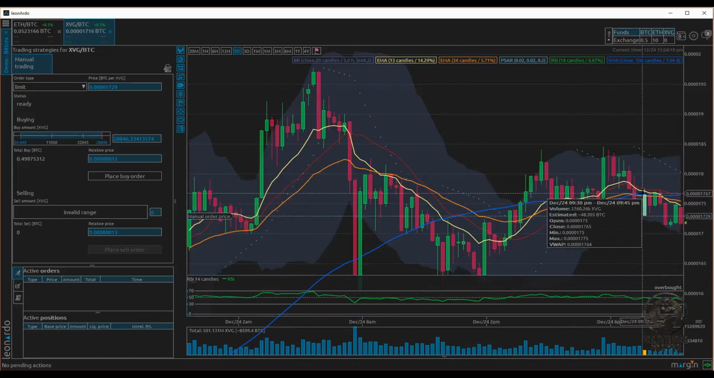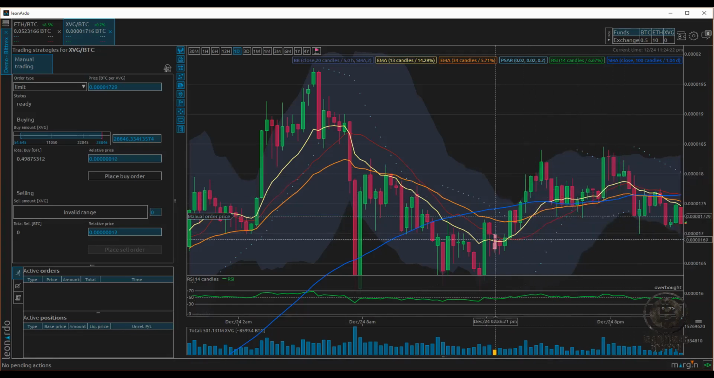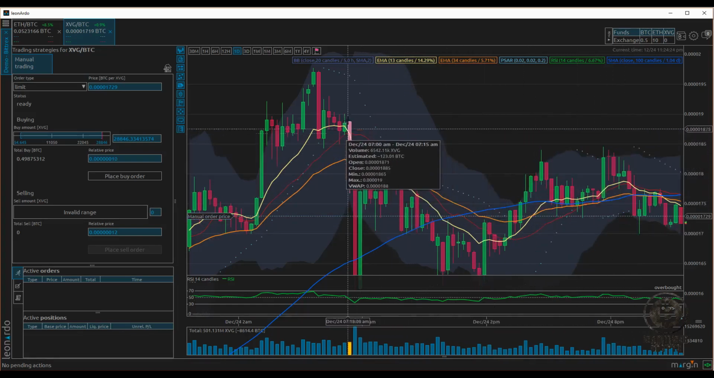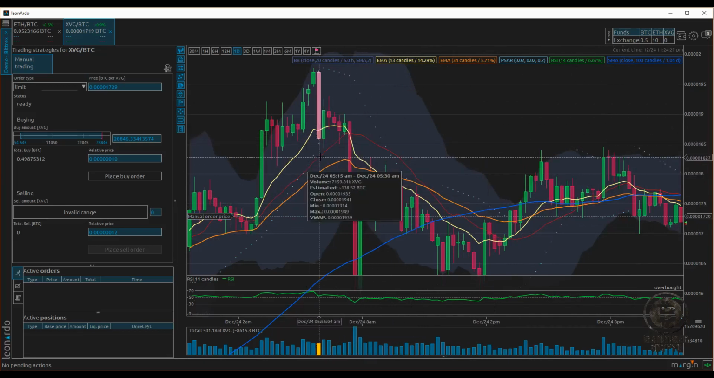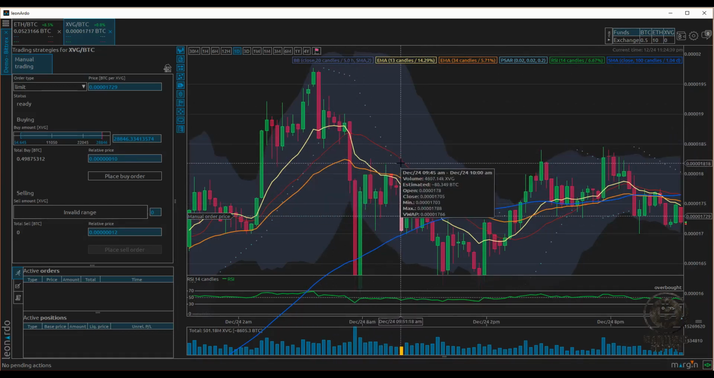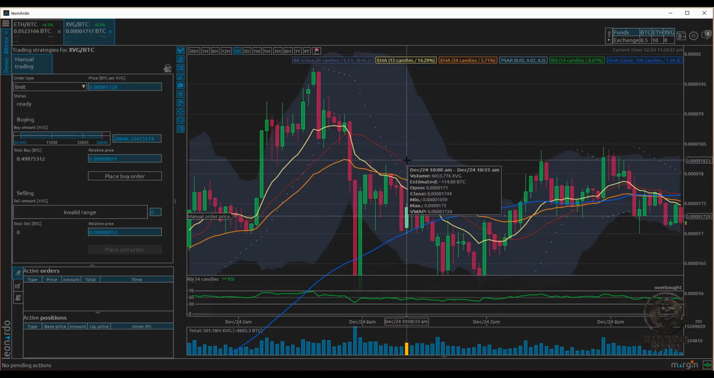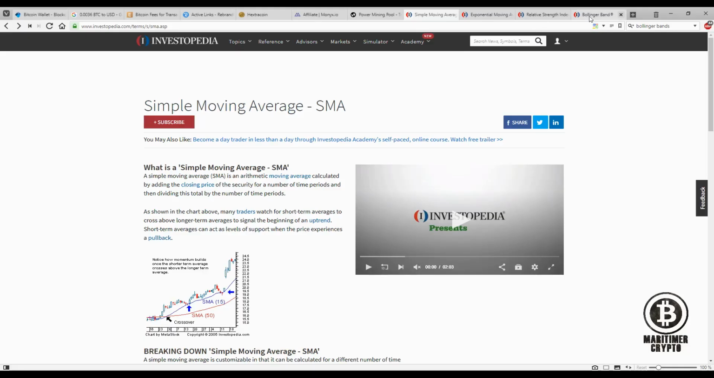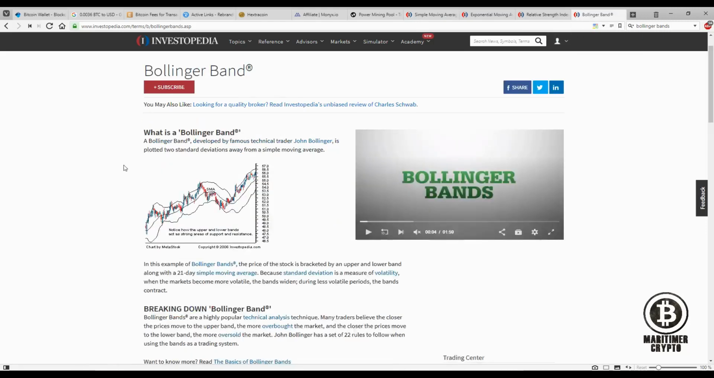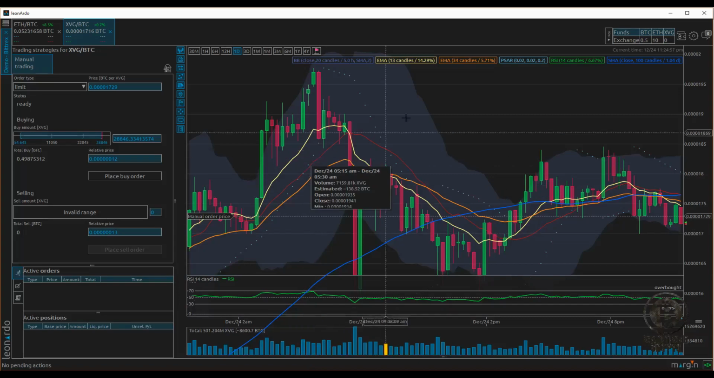I use this in conjunction with the Bollinger Band in this case, because the Bollinger Band is an indicator used to determine deviation. If you go back here to the Bollinger Band explanation, it's developed by this person, and it's plotted 2 standard deviations away from a simple moving average. So that's what it is basically. Now I'm not really sure how it's calculated and how it works exactly. I just know how to use it for myself.